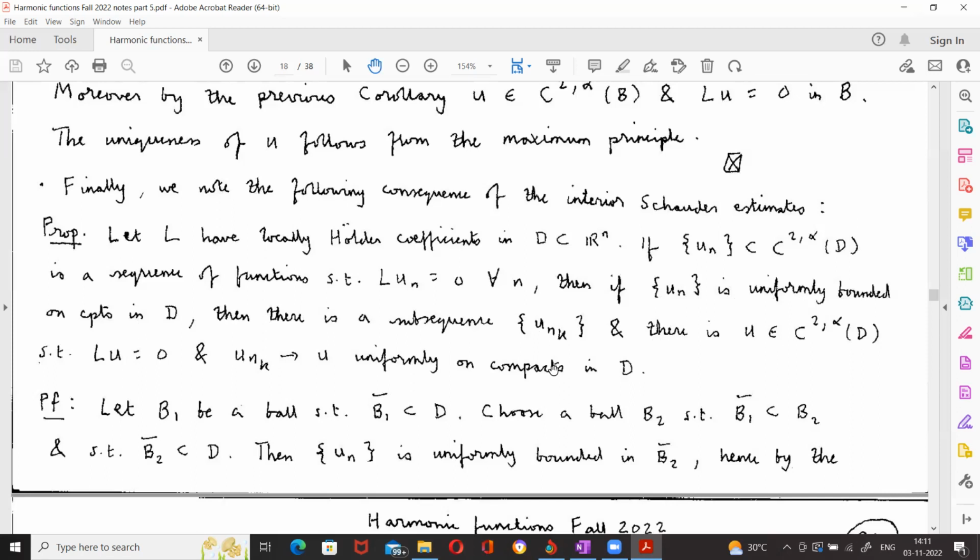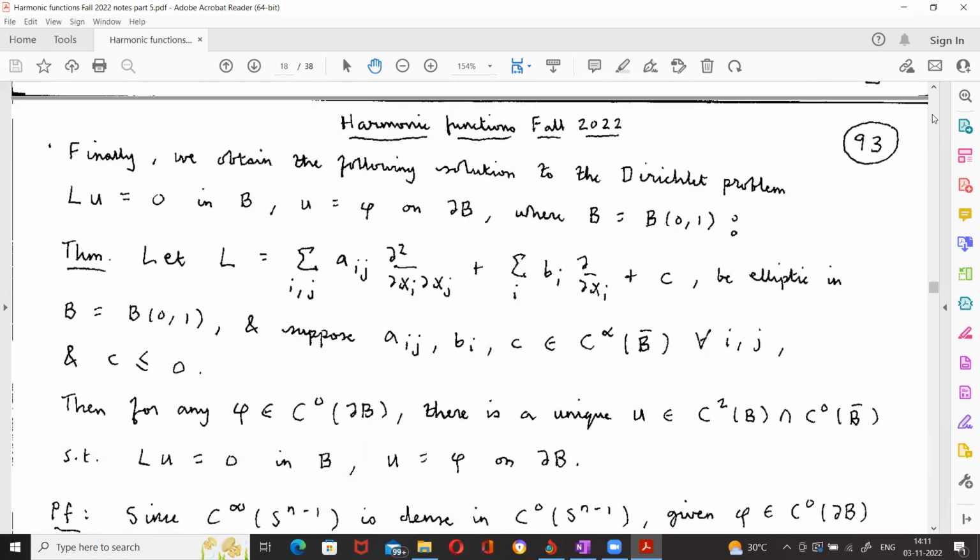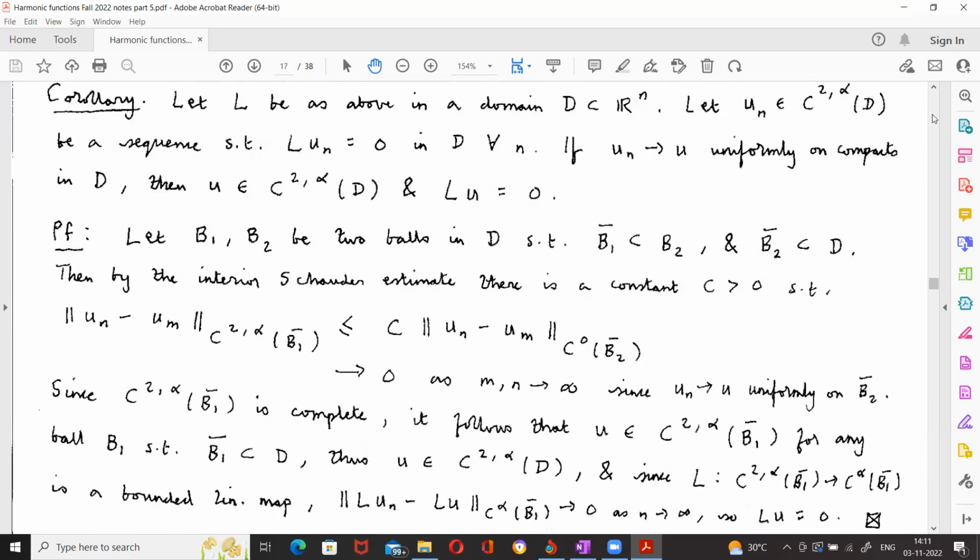Okay, so this is a Montel theorem, right? If you have L-harmonic functions, which are uniformly bounded in compacts, then they have a convergent subsequence, which converges to an L-harmonic function. All right? Okay. So the proof of this follows from what we call the interior Schauder estimates. So the key to all of this, all of these theorems, is the Schauder estimates.